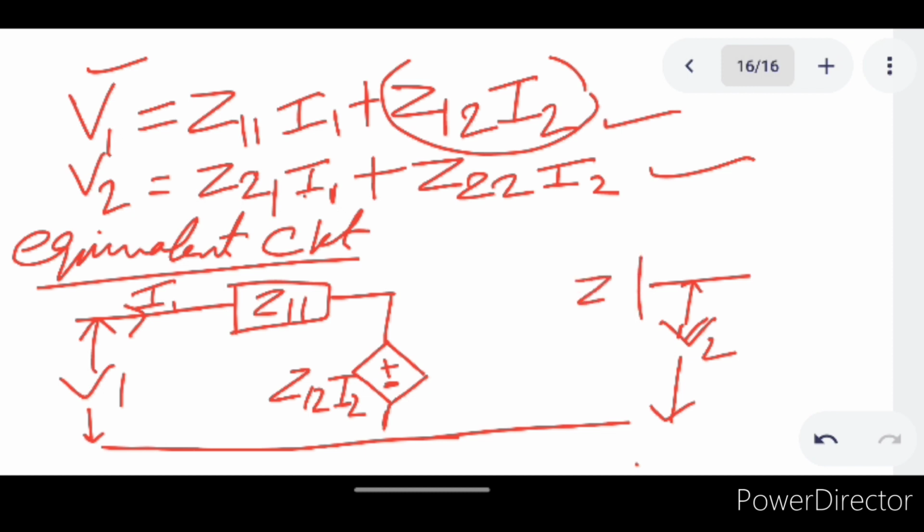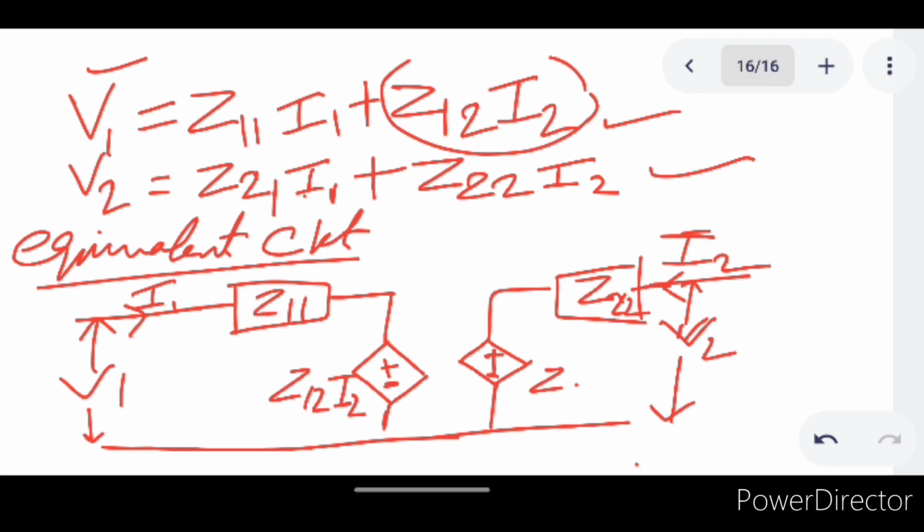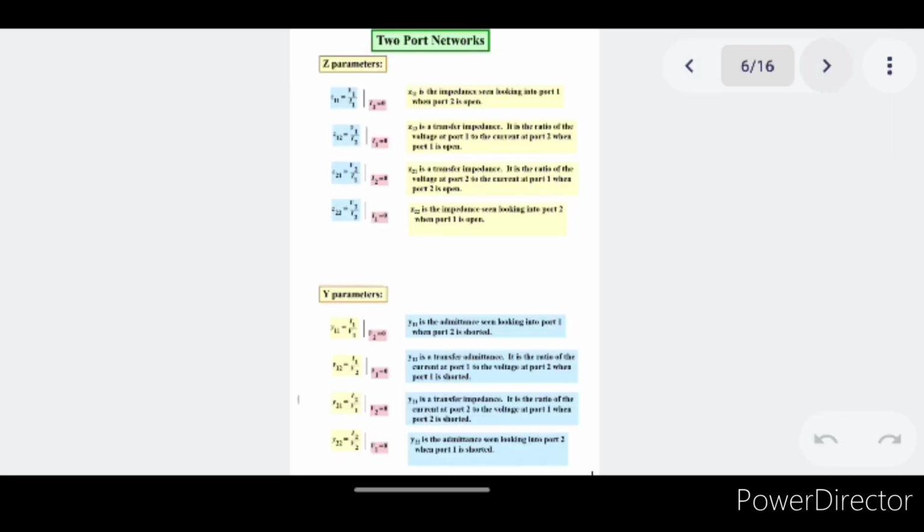Now this is your Z22. This is your I2. Now it is depending on Z21 I1. This will be your equivalent circuit of Z parameters.